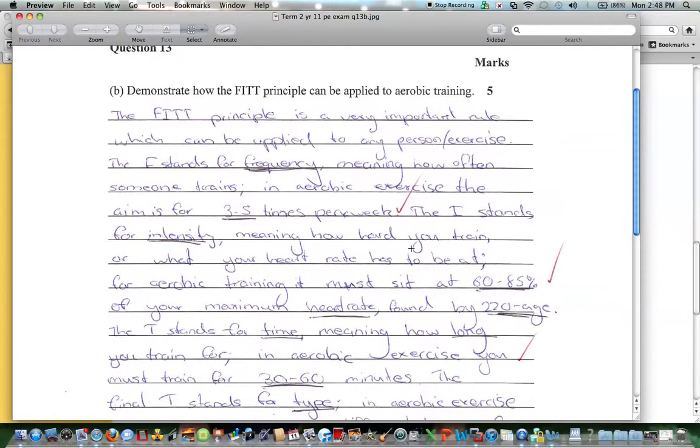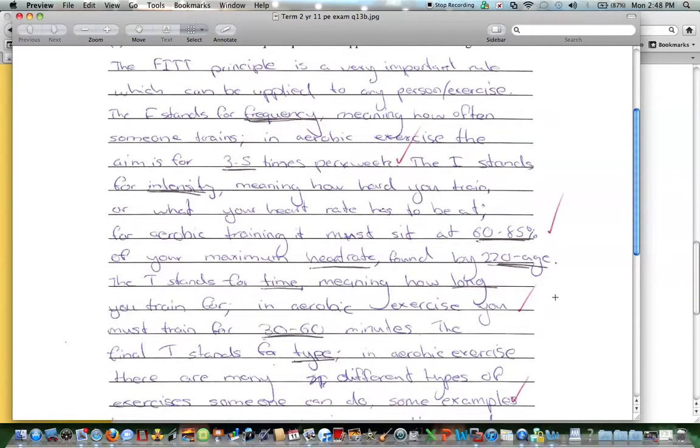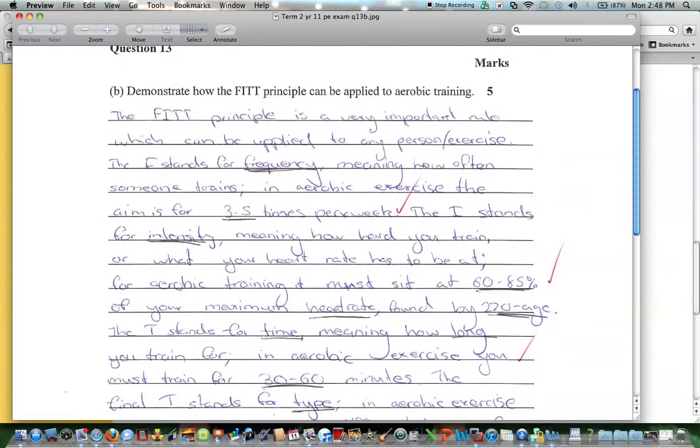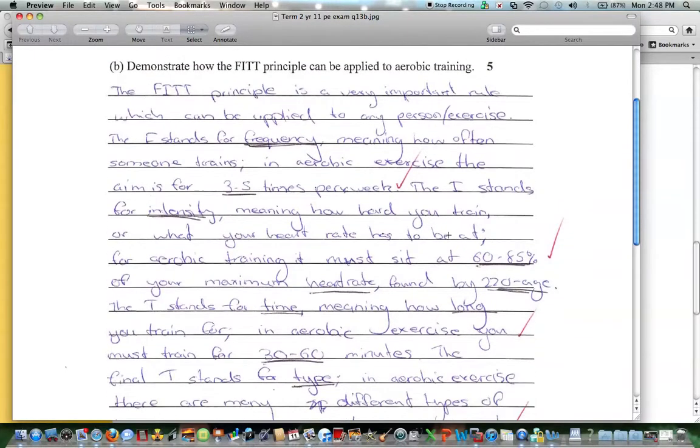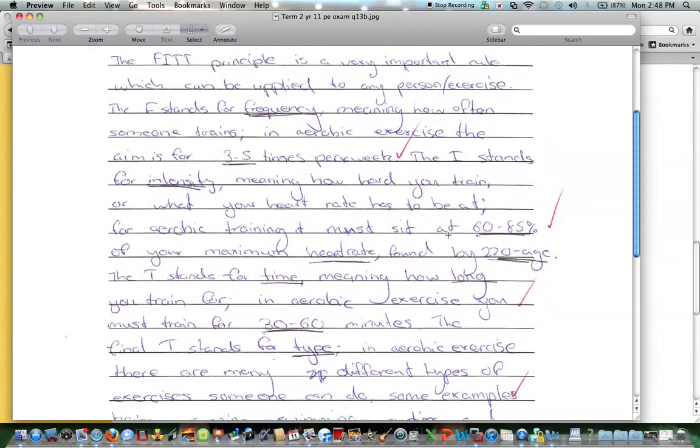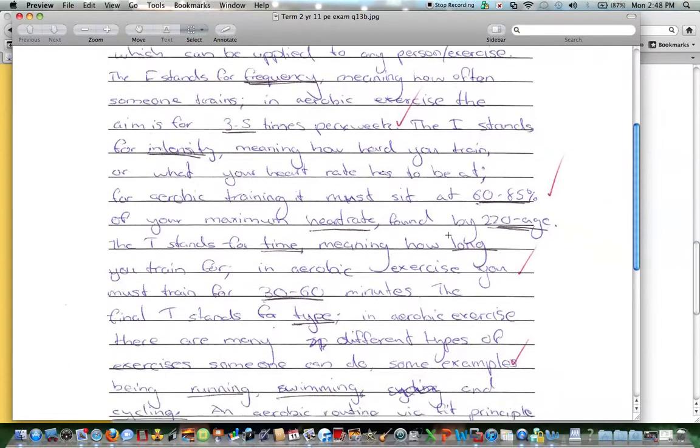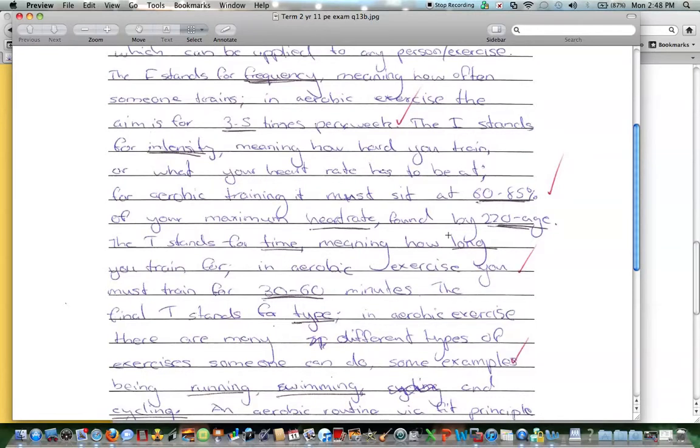The I stands for intensity, meaning how hard you train or what your heart rate has to be at. For aerobic training, again coming back to our question, it must sit at 60 to 85% of your maximum heart rate, found by 220 minus your age. Again, some good understanding relating back to what the question's asking. The T stands for time, meaning how long you train for. In aerobic exercise, you must train for 30 to 60 minutes. The final T stands for type. In aerobic exercise, there are many different types someone can do, some examples being running, swimming and/or cycling.